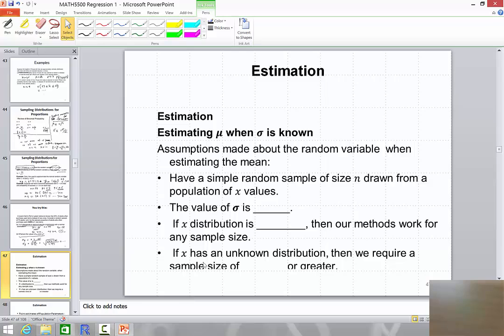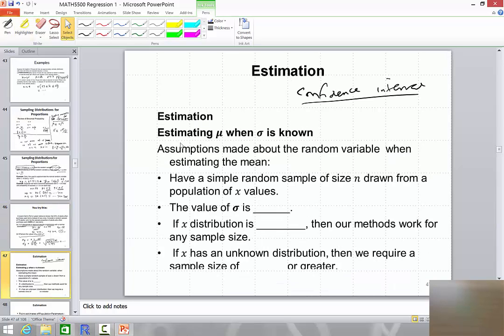All right, so we did the sampling distribution for the mean, and we also did the sampling distribution for the proportion. Okay, next I'll go to estimation. In estimation we will do confidence intervals.